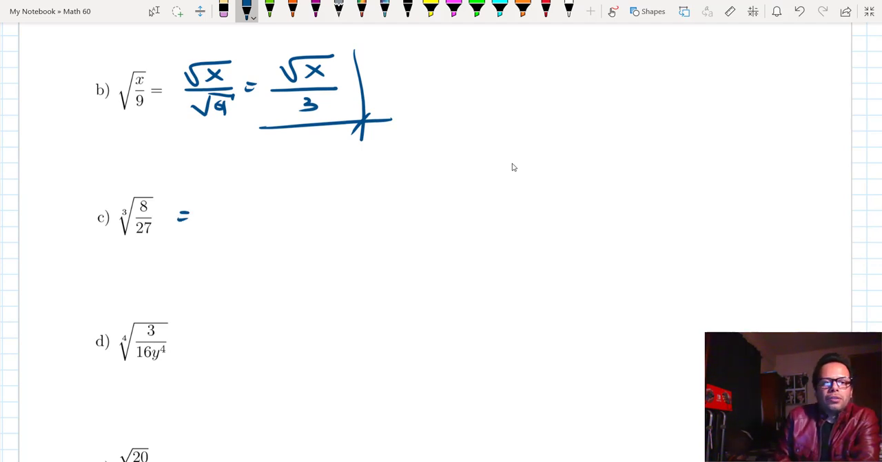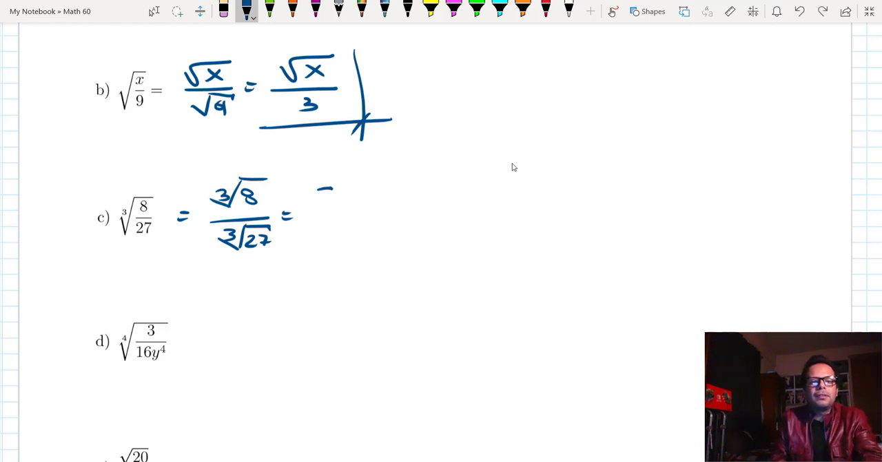Now we're talking about cube roots, so we have the cube root of 8 divided by the cube root of 27. Okay, so they are both perfect cubes, right? The cube root of 8 is 2, and the cube root of 27 is 3. So 2/3, final answer.